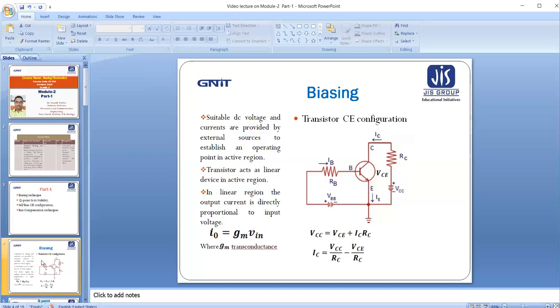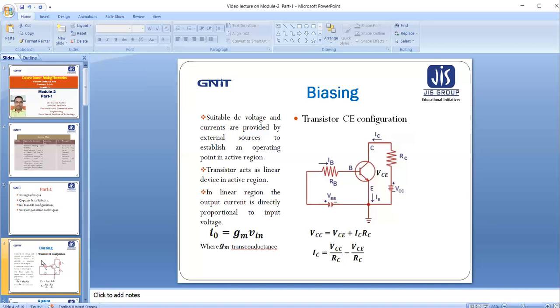In the active region, the transistor acts as a linear device. And in a linear device, the output current is directly proportional to the input voltage, which is represented as I0 equals gm Vin, where I0 is the output current, Vin is the input voltage, and gm is called transconductance. From this relation, we can easily state that a BJT is a transconductance amplifier.